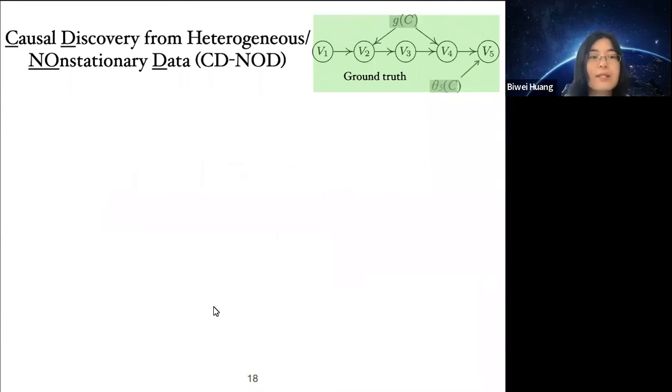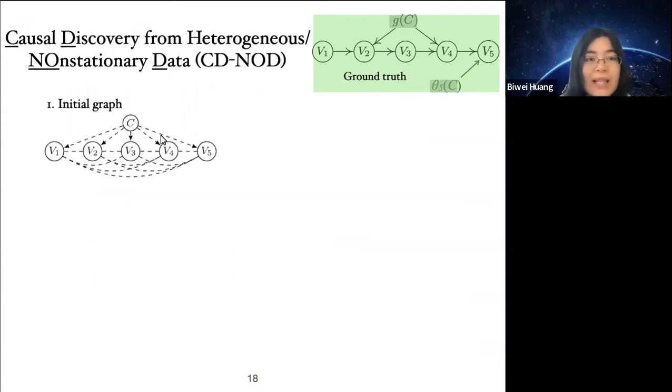Now let's go through the search procedure with this example. For a simple illustration here, we only consider instantaneous causal relations, and it's easy to extend it to consider both time-delayed and instantaneous relations. Specifically, regarding the search, we start from a fully connected graph over V and C, and assume that the latent change factors are confounders, so the direction is from C to V.